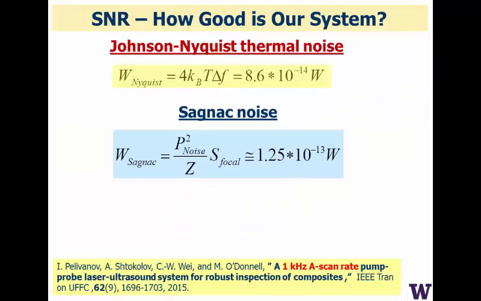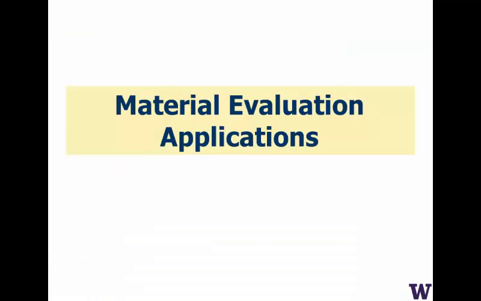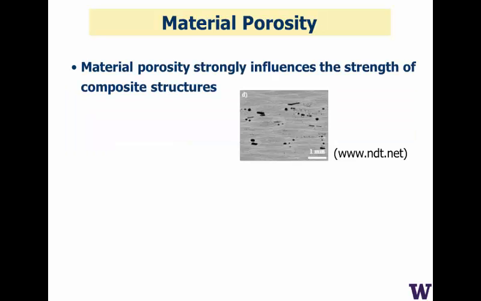One of the great characteristics of this system, unlike previous laser ultrasound systems, is that it's as good as the best contact systems in terms of sensitivity, and with the speed and compactness it is pretty much equivalent to the best contact ultrasound systems. So what can you do with it? That's what we will talk about in the next 7 or 8 minutes: how it can be used for material evaluation applications.